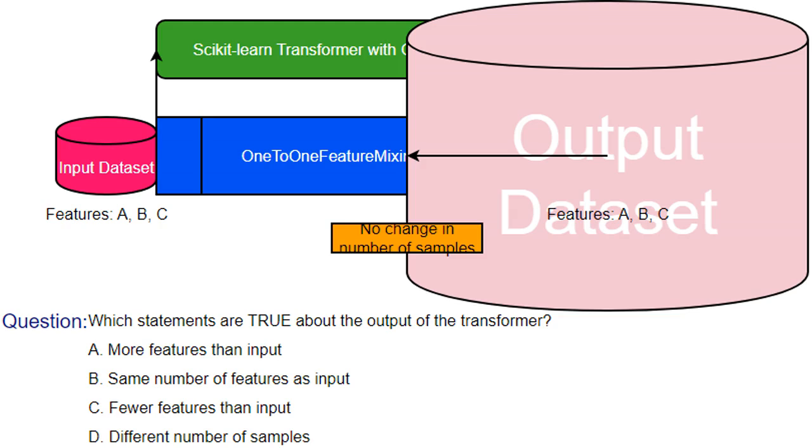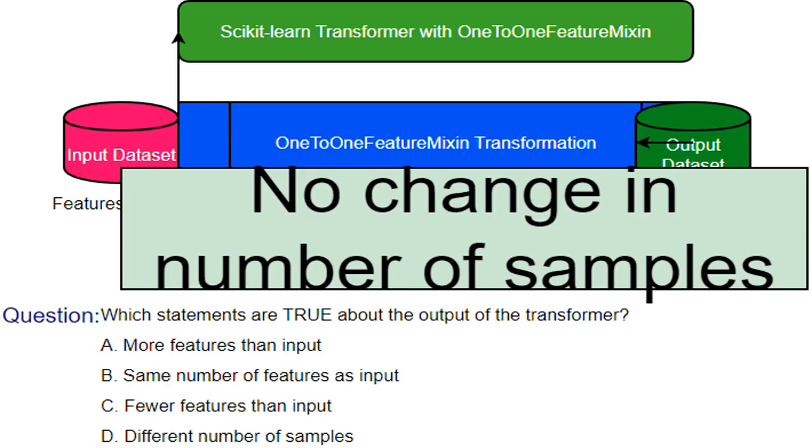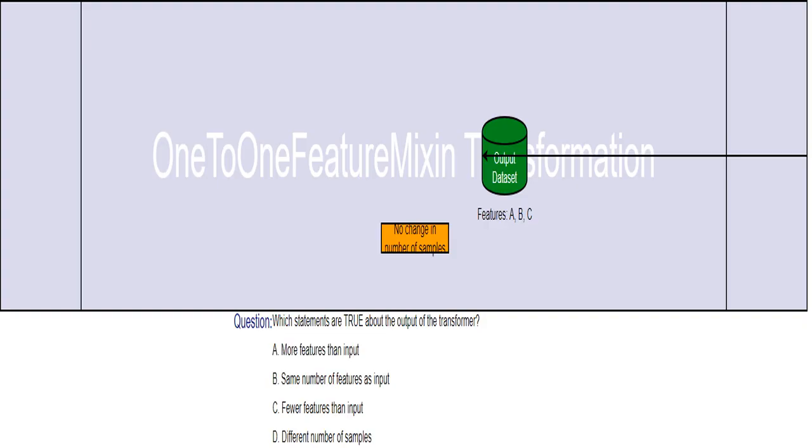Because of the OneToOneFeatureMixin, the number of features will not change. The output will still have these three features. Remember, the mixin doesn't remove or add features. It's simply a one-to-one mapping, like a perfect mirror image. This is the correct answer. Because of the OneToOneFeatureMixin, the number of features in the output is identical to the number of features in the input. It's a perfect match. The number of data points, or samples, stays the same. The OneToOneFeatureMixin only works on the features themselves, not the amount of data.